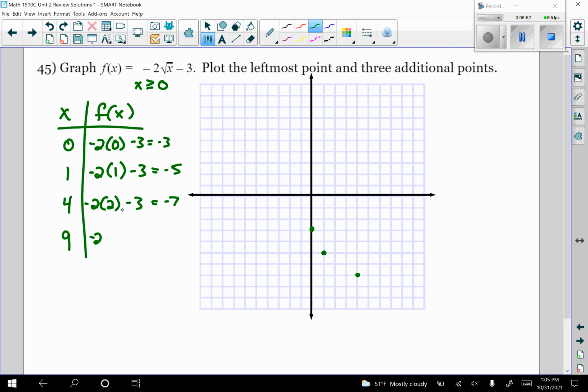Then we would have negative 2 times the square root of 9, which is 3. Minus 3, that's negative 6 minus 3, so we would get negative 9. So we're at 9, negative 9. So it would start to look like this. And there's our graph. Our leftmost point here is at 0, negative 3.